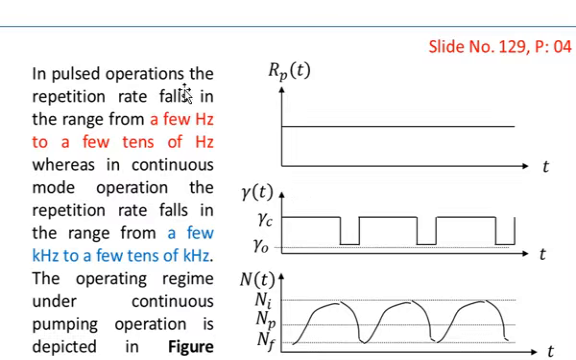In pulsed operations, the repetition rate falls in the range from a few hertz to a few tens of hertz. Whereas in the continuous mode operation, the repetition rate falls in the range from a few kilohertz to a few tens of kilohertz.